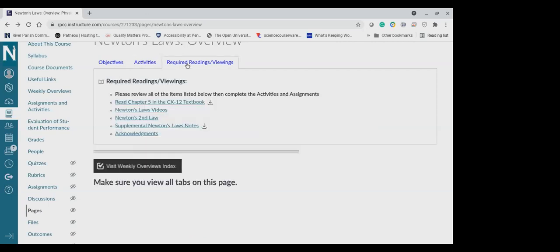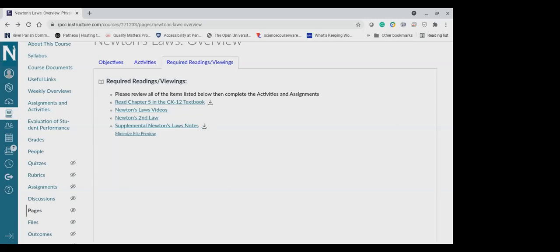If you click on the required readings and viewings tab, you see that chapter 5 in your textbook deals with forces and Newton's laws. So you'll want to read that. I have a series of videos that deal with Newton's laws, and you'll want to watch them. I have a NASA website that deals with Newton's second law as well. Again, those first 3 items are all reference materials and reading materials that you can utilize. What I'm going to focus on are the supplemental notes. That's what I refer to as my lecture notes.